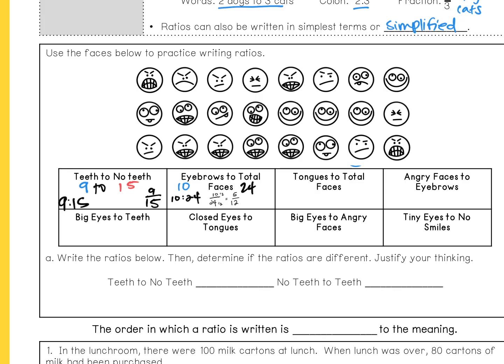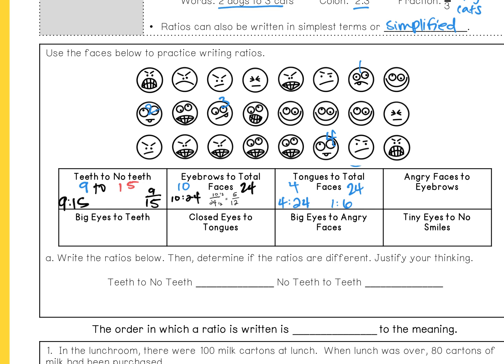For my next one, I want to find the ones that have tongues to total faces, and we know that there are 24 total faces because we counted them earlier. So now we're going to count the ones who have tongues. Our number of tongues are 1, 2, 3, and 4. Tongues to 24 total faces, and when I write this as a ratio with my colon, 4 to 24, and when I simplify and divide both of those numbers by 2, I have every 1 to 6 faces.